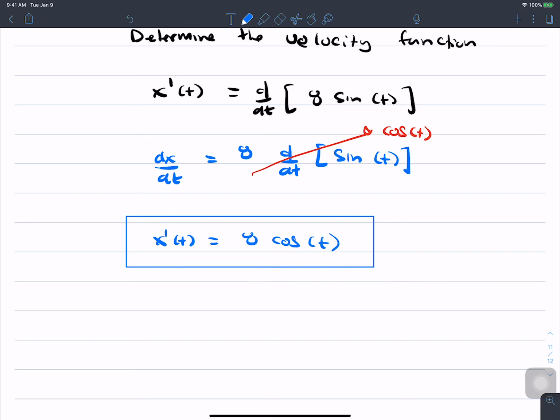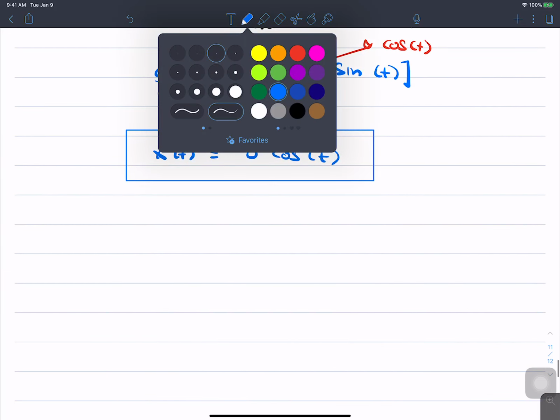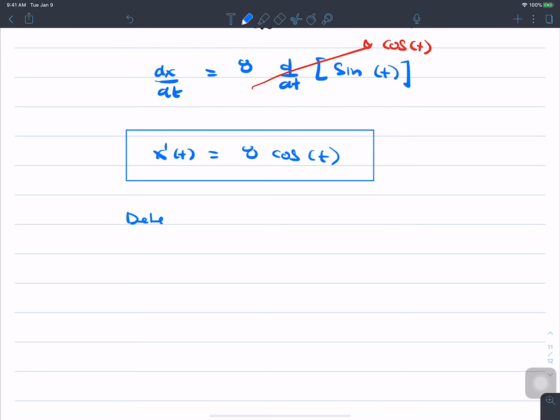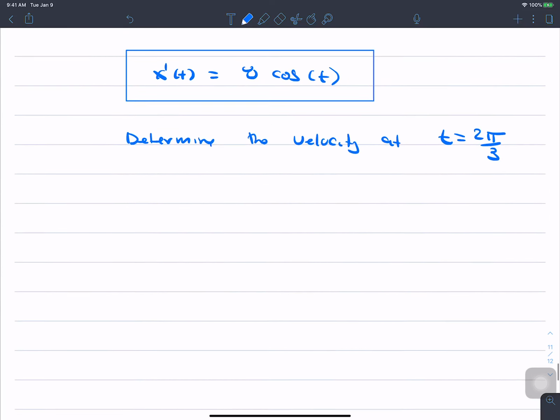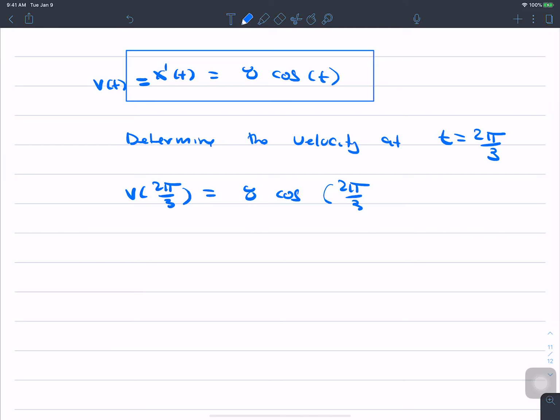So here's my position function. And they're going to say, determine the velocity at t equals 2 pi over 3. So you can even say, we change the color, this is my v of t. So v of 2 pi over 3 will be 8 cosine of 2 pi over 3.